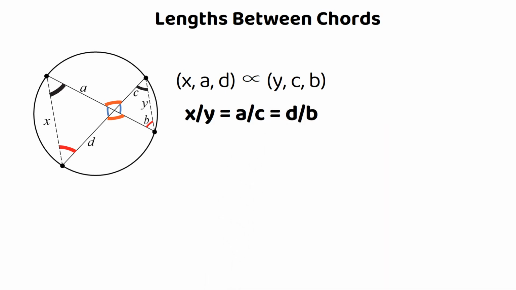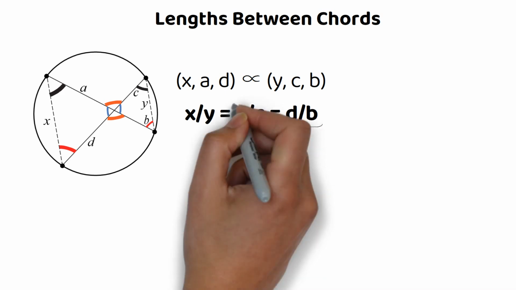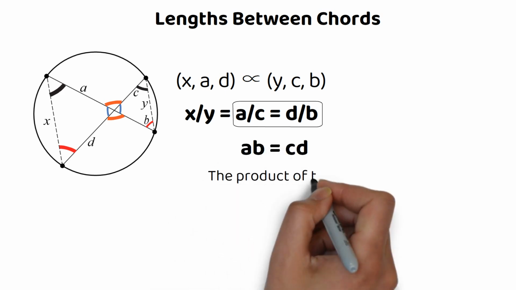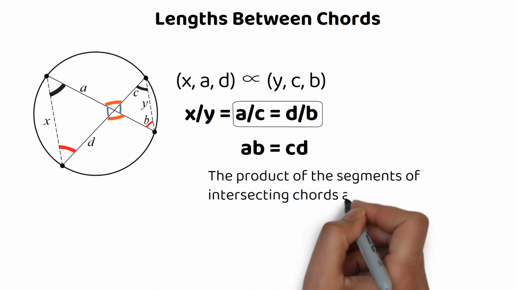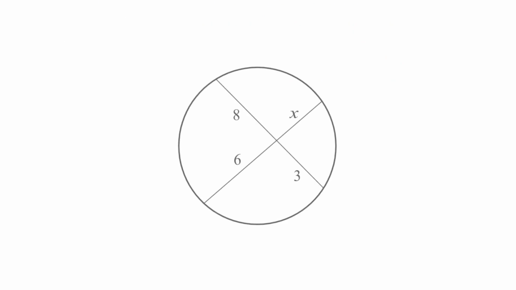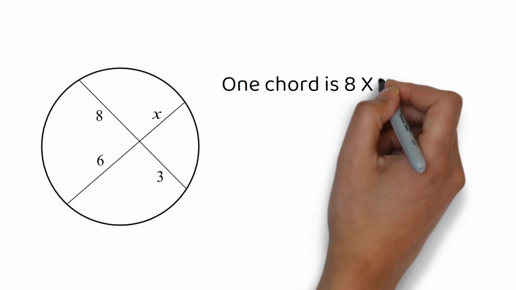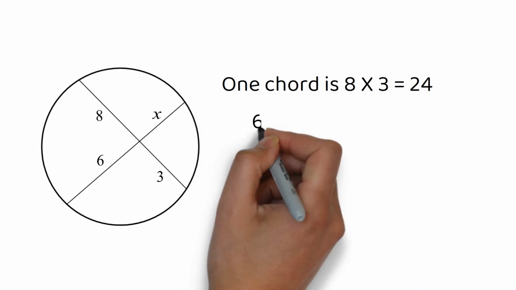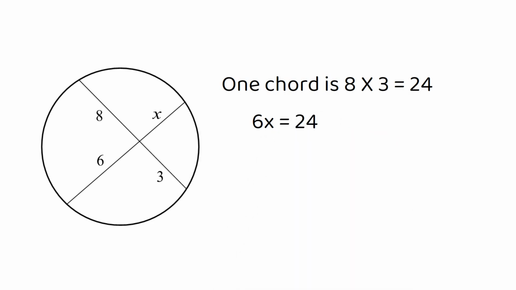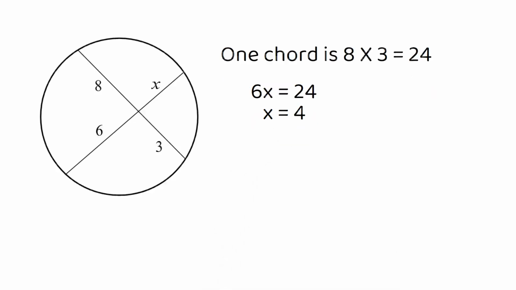For our purposes, we care about the equality a over c equals d over b, and cross-multiplying we get a times b equals c times d. Thus we have proved that the product of the segments of intersecting chords are equal. Consider this problem. The product of the segments of one chord is 8 times 3, which is 24. Thus, the product of segments of the other chord is 6 times x, which is 6x. Thus, 6x equals 24, and from there we get x equals 4.